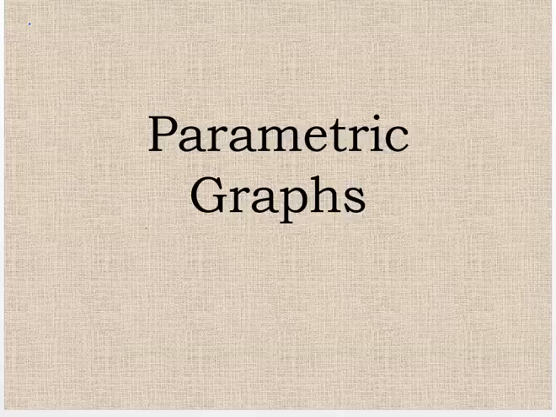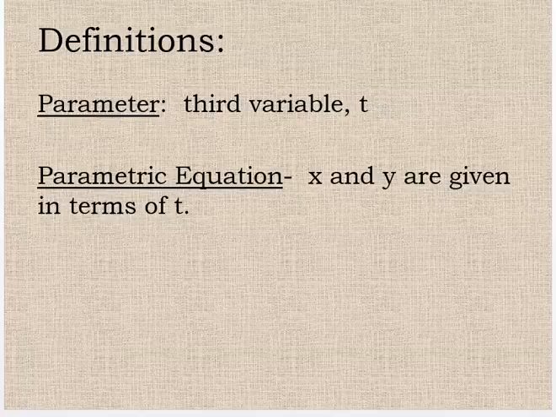All right, this video is over parametric graphs. Parametrics require a third variable, which we call t. So a parametric equation is really two equations. X and y are given in terms of t. As you see these equations, you'll see what I mean. There's a third variable, x, y, and t, and that makes it what we call a parametric equation. So we're going to focus today on graphing these.